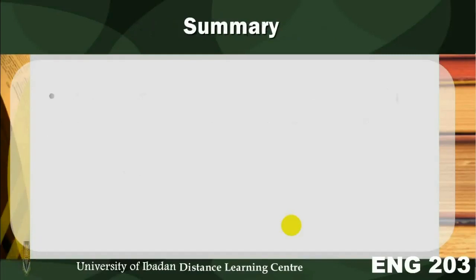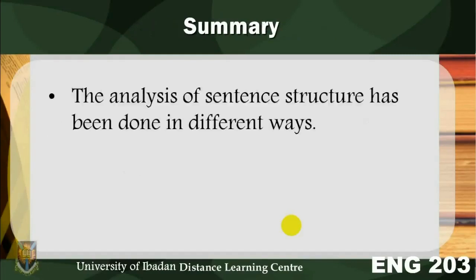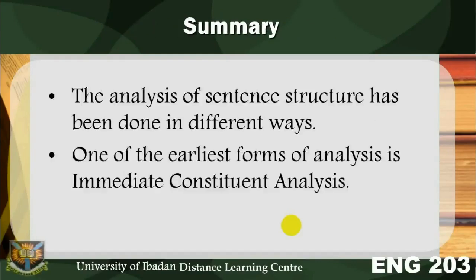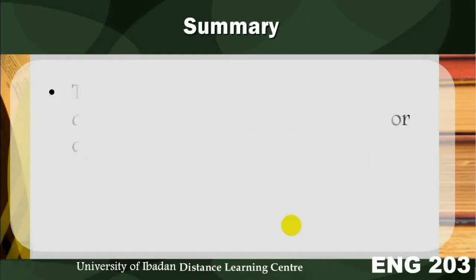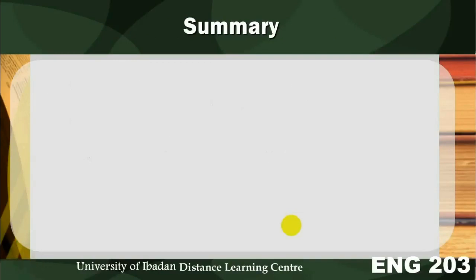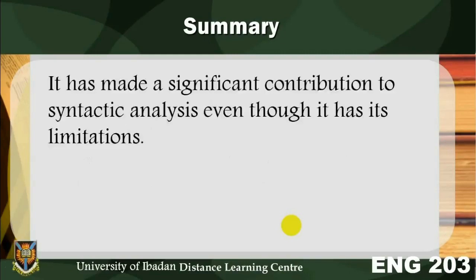Study session summary. The analysis of sentence structure has been done in different ways. One of the earliest forms of analysis is immediate constituent analysis. This is the procedure which tries to divide the sentence into constituents or components along binary lines. It has made a significant contribution to syntactic analysis, even though it has its limitations.